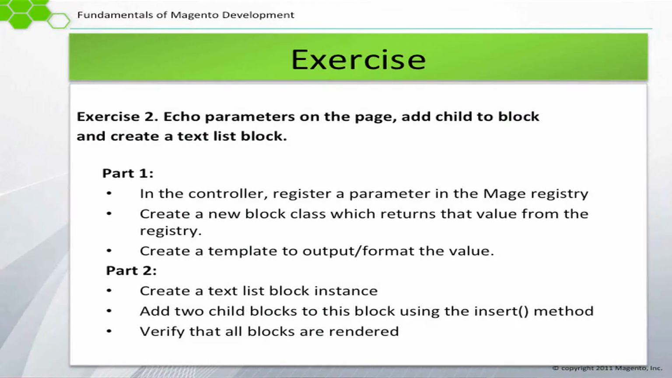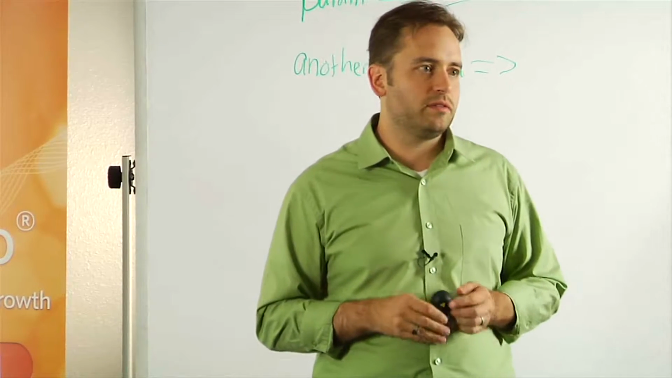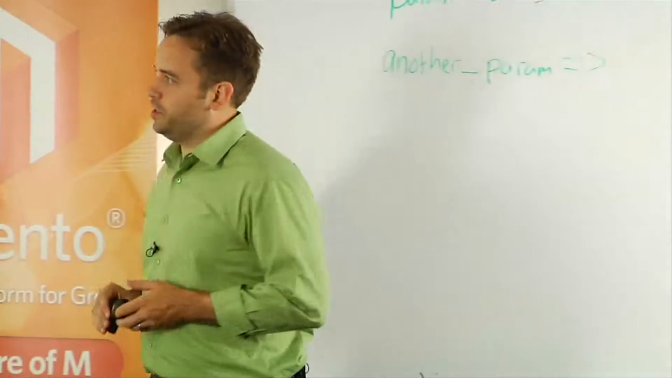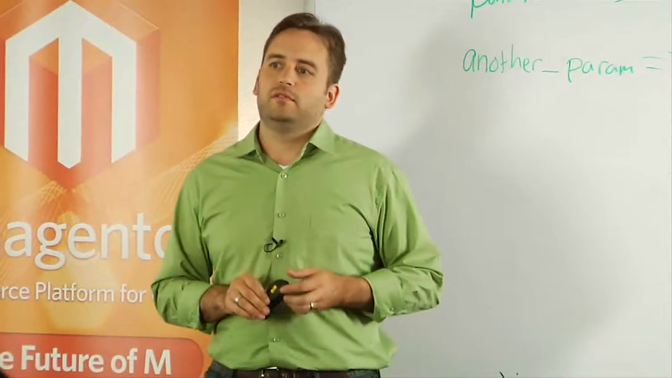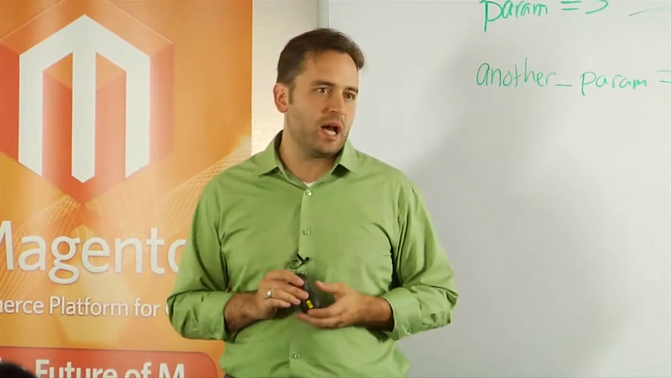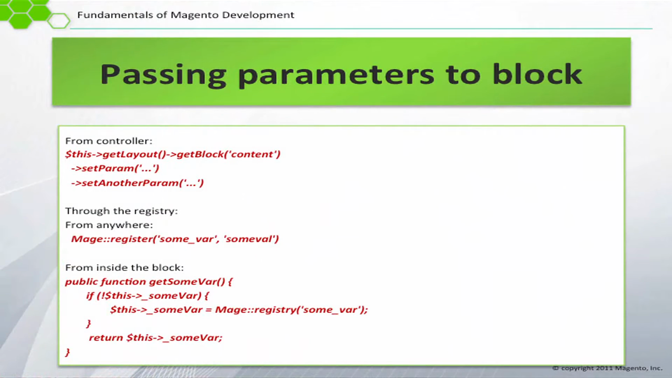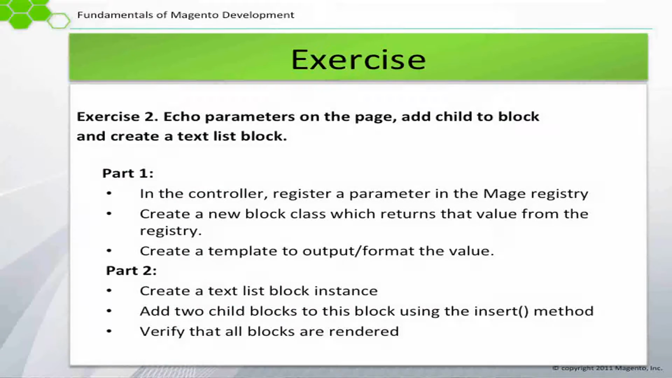Okay, quick exercise. In the controller, register a parameter in the Mage registry. Create a new block class. Okay. So the Mage registry. Registries are not an uncommon pattern. Basically, it's a controlled, guarded, you could think of it as a kind of globals array in the application. So that looks like Mage register. If I want to set some bar to some val, I would just call Mage register some bar some val, and then I can call Mage registry some var, and I would get the string some val. So we'll walk through this together. Create a new block class which returns the value.